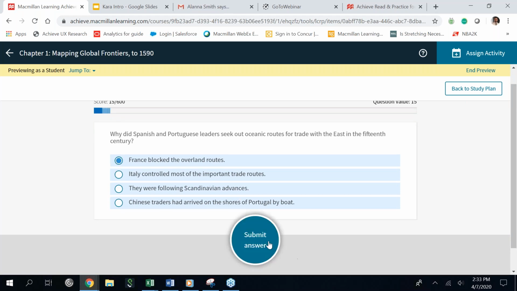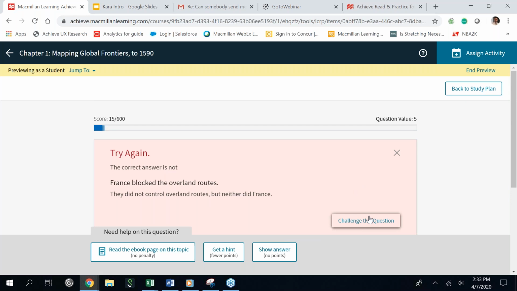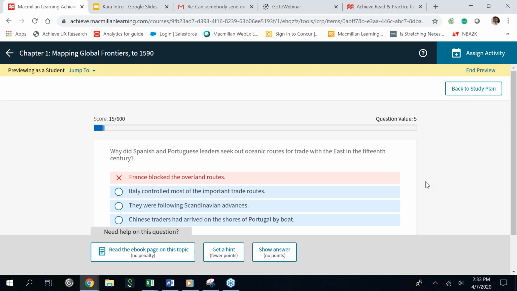I'll go with France blocked the overland routes. Okay, did not, and I get some feedback on that. So not only am I told I'm wrong, but I get some feedback. I can still answer this question correctly for 5 points. So even though I don't have the answer on my first choice, I can still continue to earn points. I will never lose points.